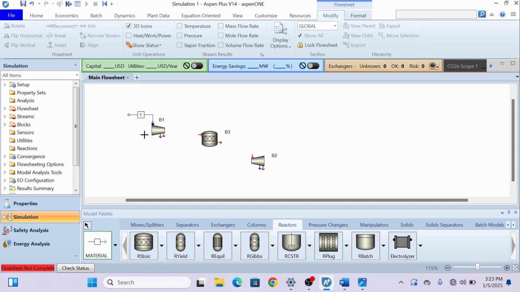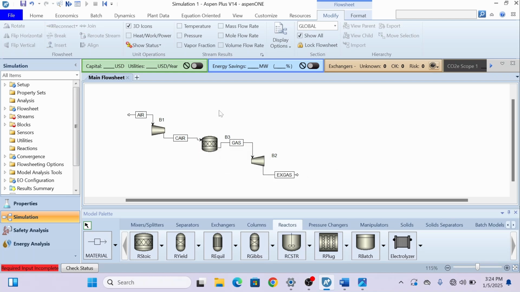So now I am adding my material streams. Now I can name my streams. First, this is the air. So now you can write the compressed air, and here you can write as gas, and here you can write as exhaust gas. So now it is okay.